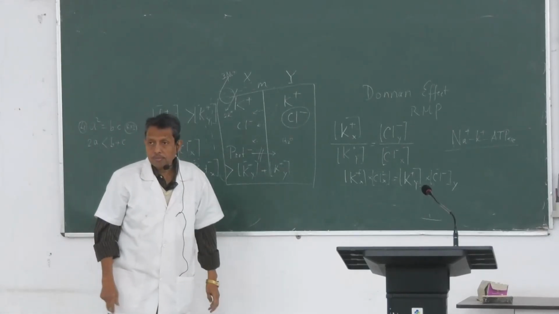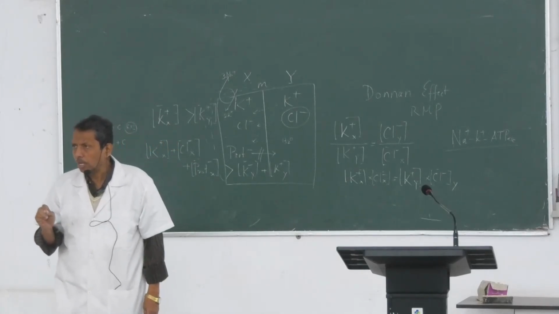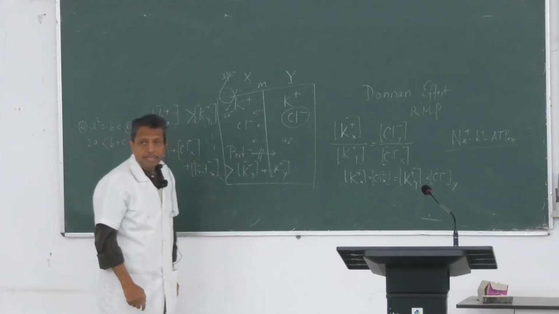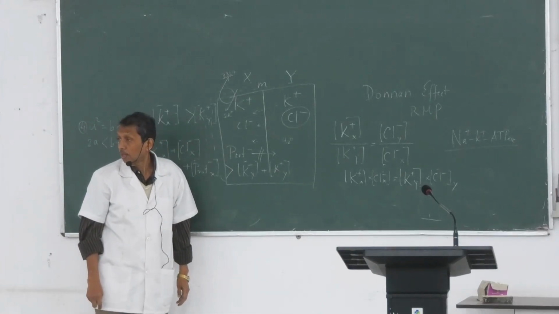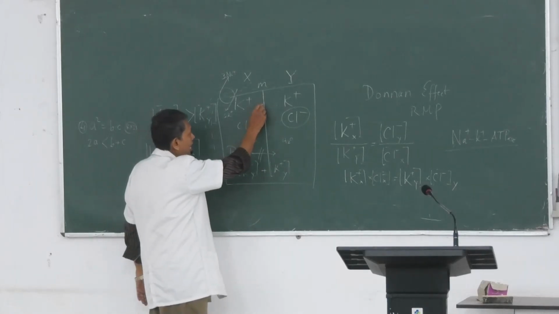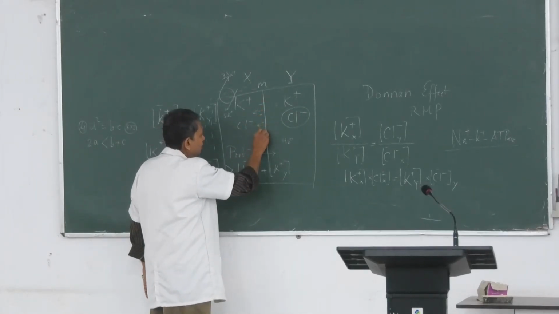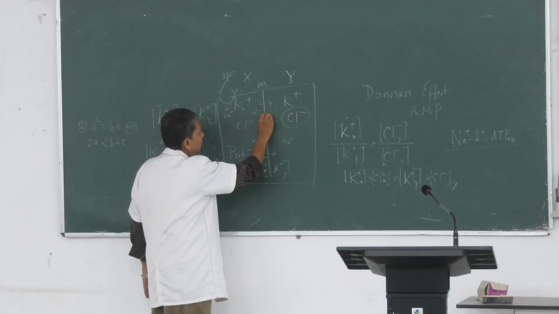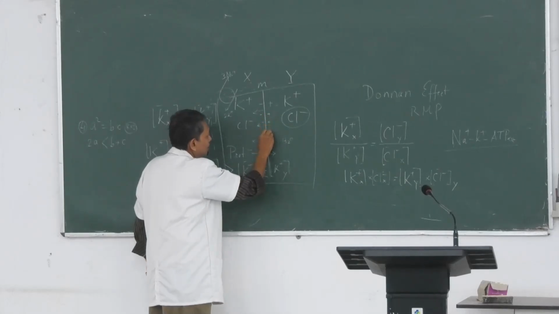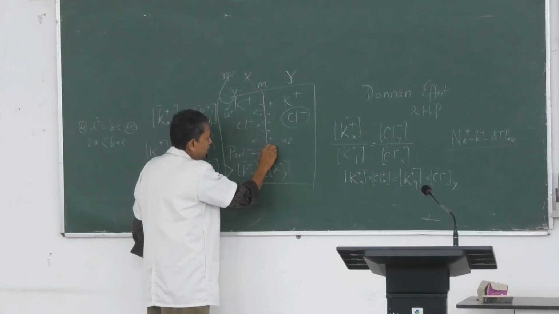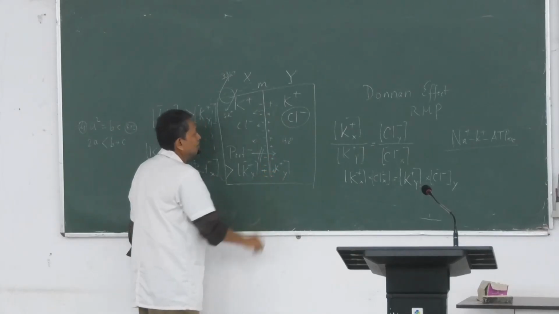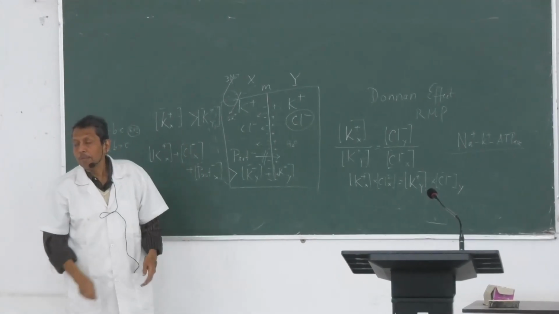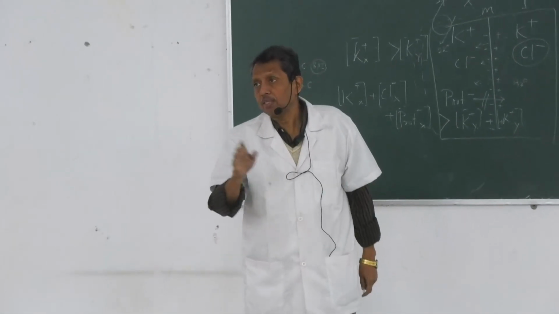Another important event in the case of Donnan equilibrium is that there is separation of charges. On this side, there is some increase in the anion. At the membrane level, there is this change: separation of charges across the membrane. Then the membrane behaves as a capacitor.